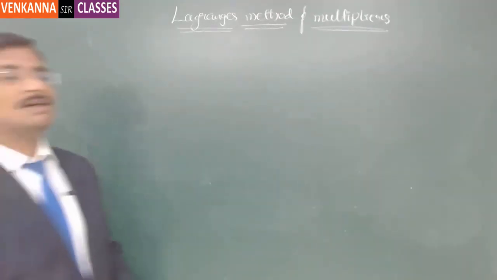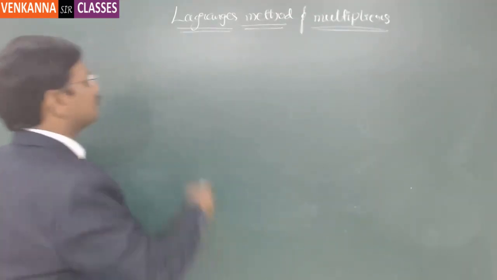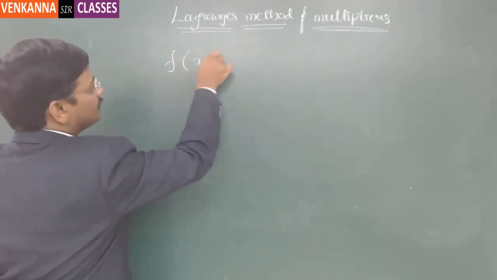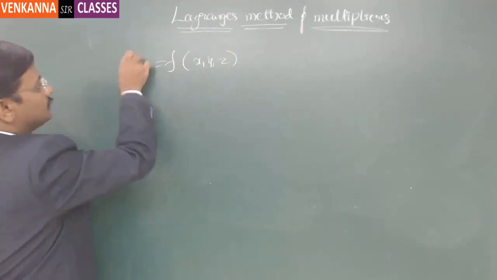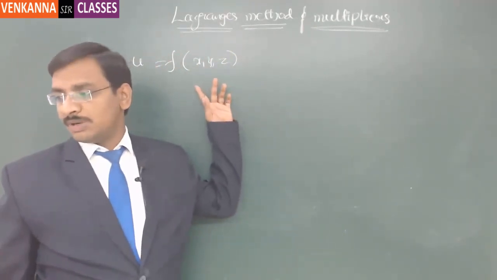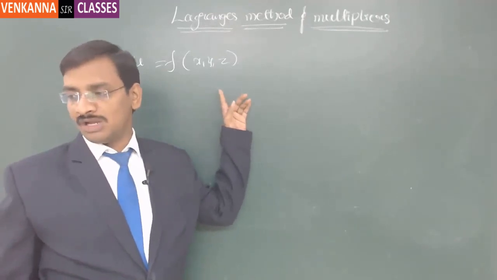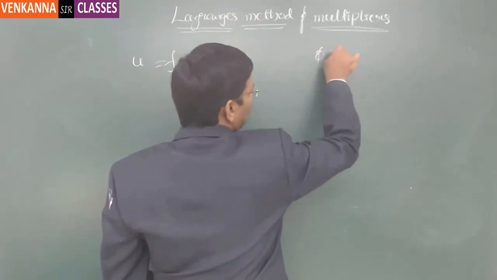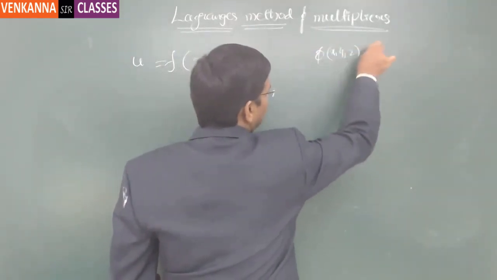Okay. So this is Lagrange's method of multipliers. Let us say we have the function f, and this is a function of x comma y comma z. Now let us say this is the function u, and we need to maximize or minimize this particular function. u is equal to f of x comma y comma z, subject to the constraint of phi of x comma y comma z equal to 0.